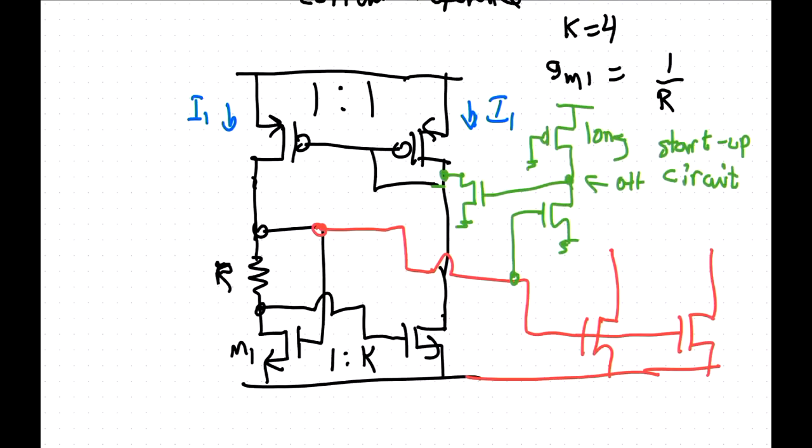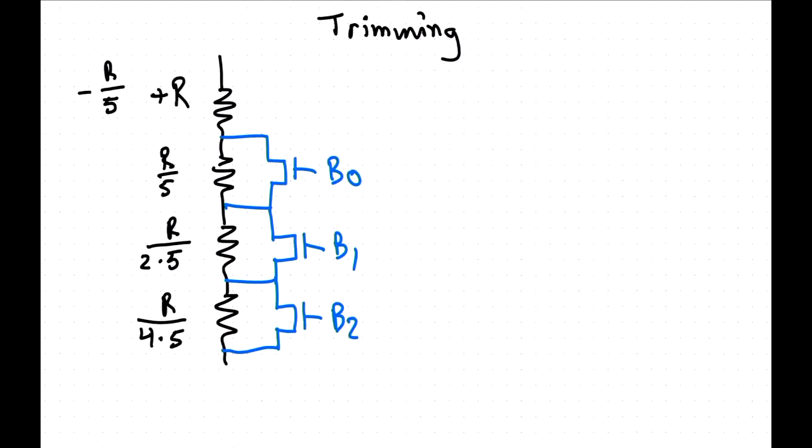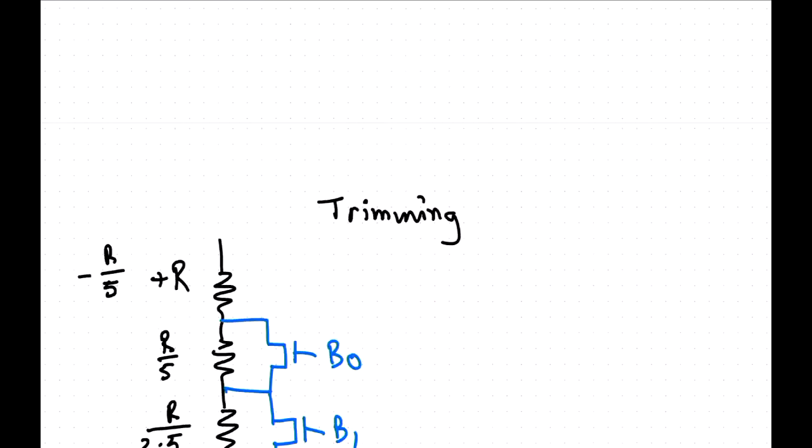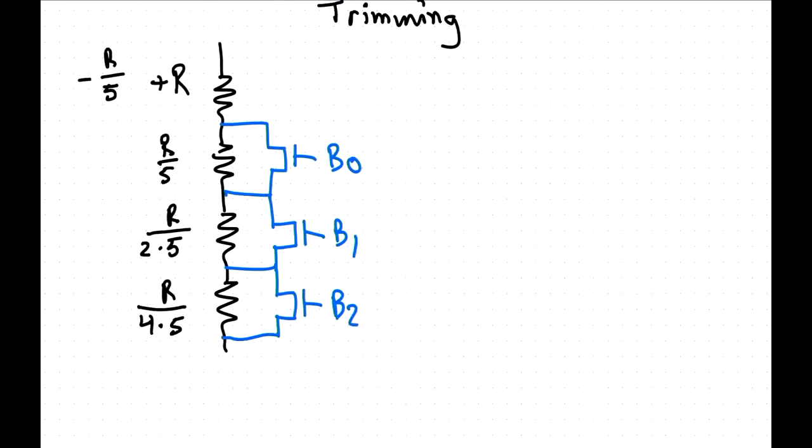We also looked at a typical current reference like that. It's a sort of self-bias so that the transconductance of N1 there becomes 1 divided by R if you size the structure correctly. And then you can derive your currents from that. Now if you have a resistor there, you will get process variation in that. So sometimes you might want to trim that. And trimming is really quite easy.